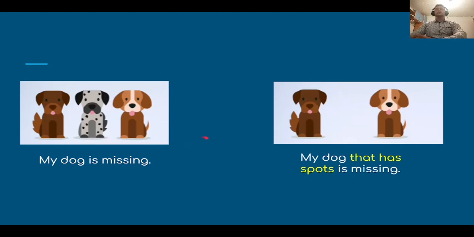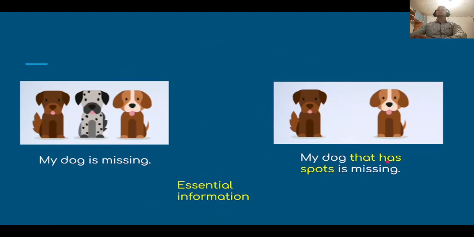Now, do we know which dog I am talking about? Absolutely. I am saying the dog that has spots is missing. So now you're perfectly aware that only this dog is missing. And why didn't we know in the first case? Because in the first sentence we omitted the essential information. The dog that has spots, only that dog is missing.